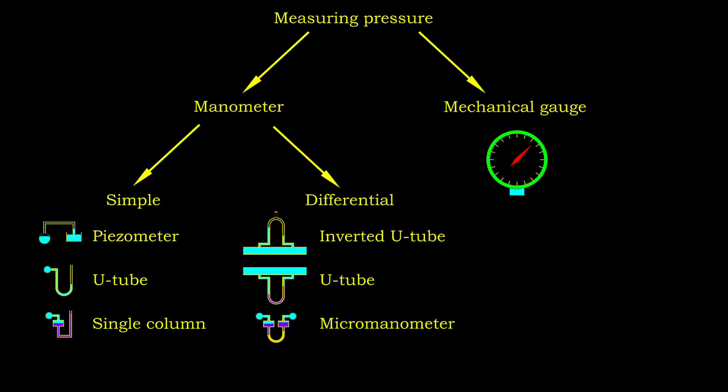There are two types of tools we use to measure fluid pressure, namely manometer and mechanical gauge. A manometer utilizes Pascal's law and illustrates the pressure difference using columns of fluid. It can be further categorized into simple and differential manometers.